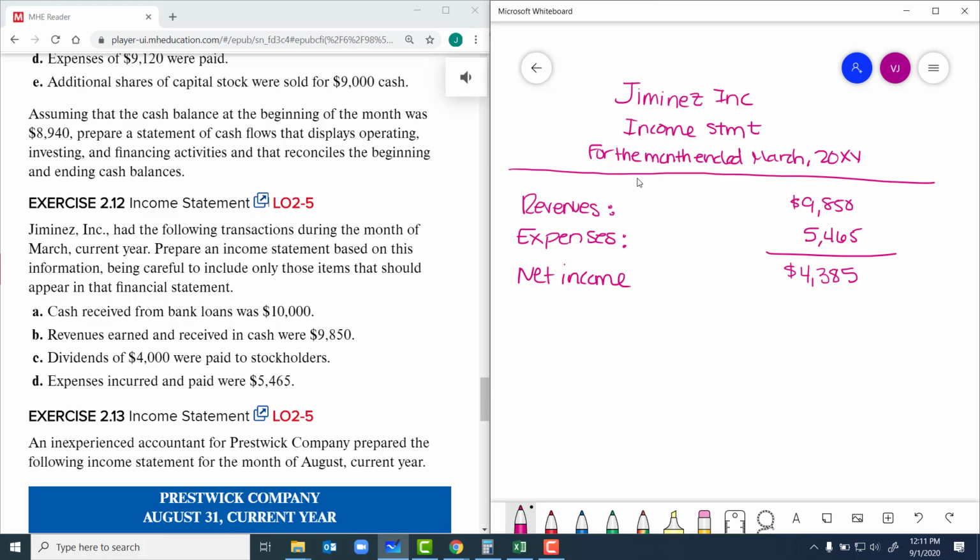So that's just a general look at how you organize an income statement and what is included and what is not included in an income statement.